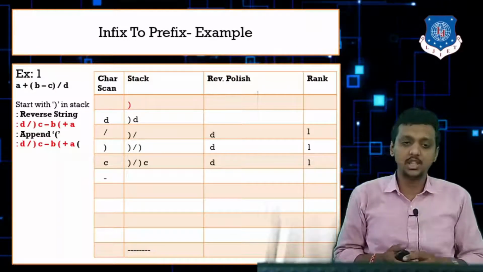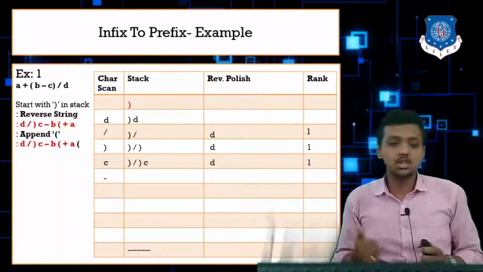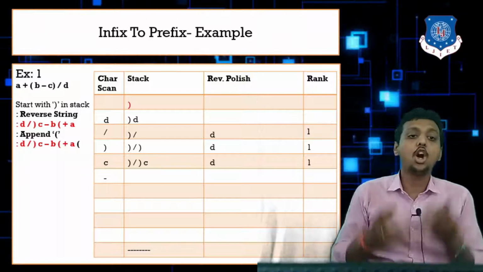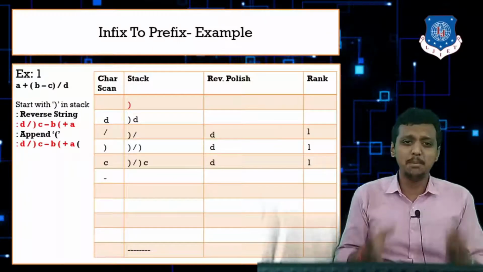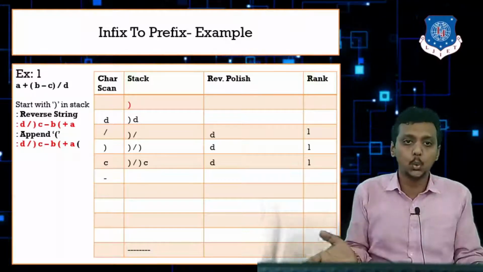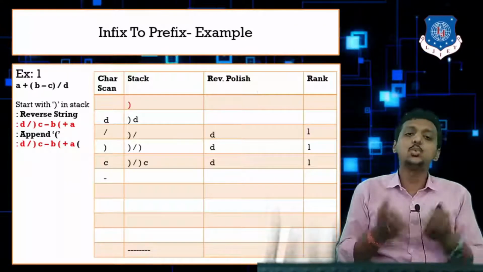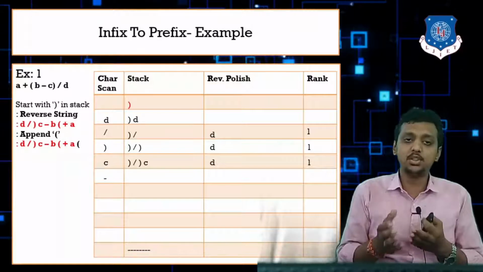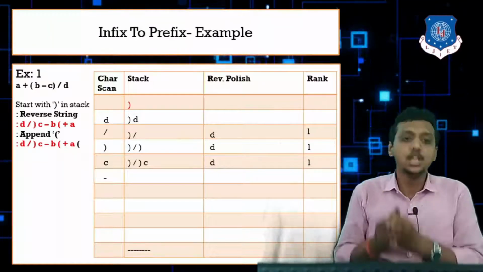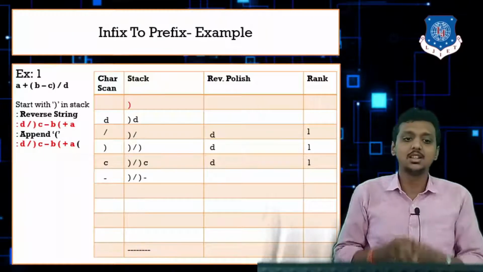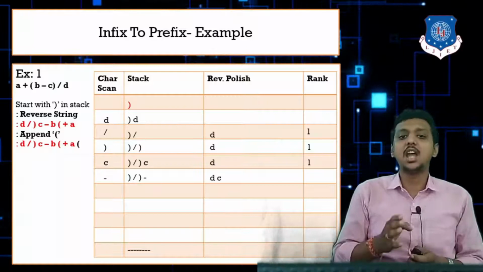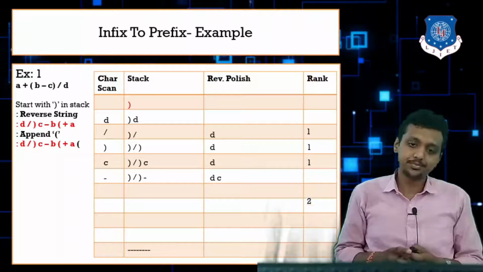What remains? We have the closing one. So just compare minus with the closing one. Obviously, minus has the higher precedence than the closing bracket, because, again I'm repeating this, remember this: the closing bracket inside the stack has precedence 0. So what we need to do is push minus. But before that, do not forget to pop C and append it to D. So the whole equation goes like this: closing, division, closing, minus, DC, and now the rank becomes 2.